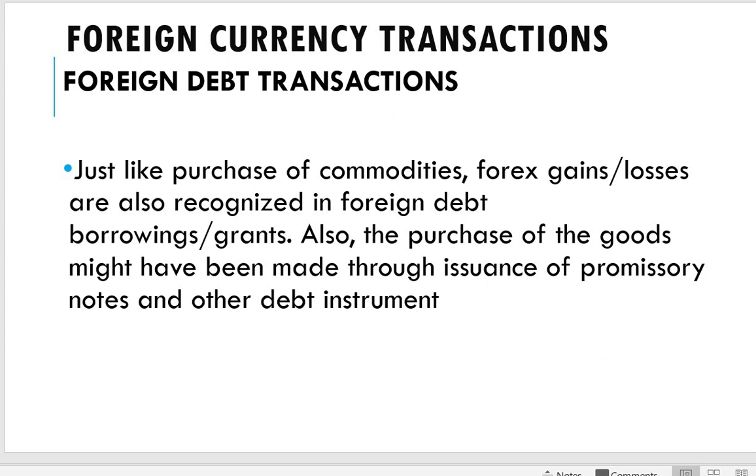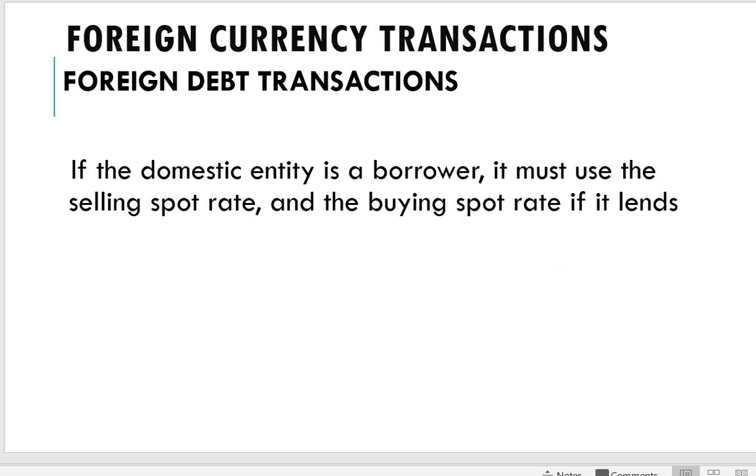Next, we have a foreign debt transaction. So, just like purchase of commodities, foreign exchange gain or loss are also recognized in foreign debt borrowing. Okay, so also the purchase of goods might have been made through issuance of promissory notes and other debt instruments, so it will bear interest. Okay, so in this case, you will not only be accounting for the exchange gain or losses in the principal amount, but also on the interest. Okay. So, if the domestic entity is a borrower, so when we are the borrower and the lender is, say, a foreign firm, it might use the selling spot.